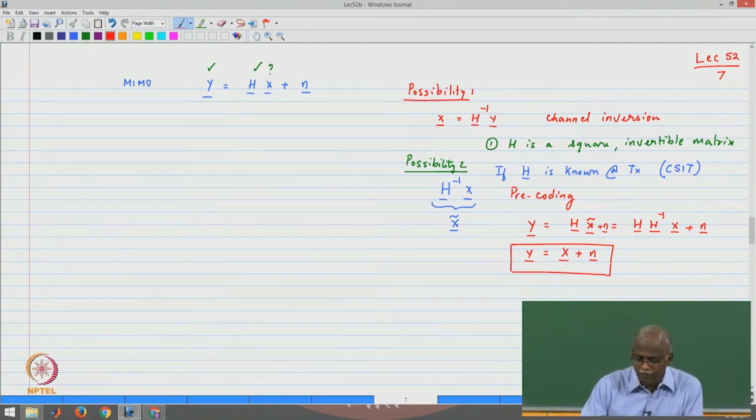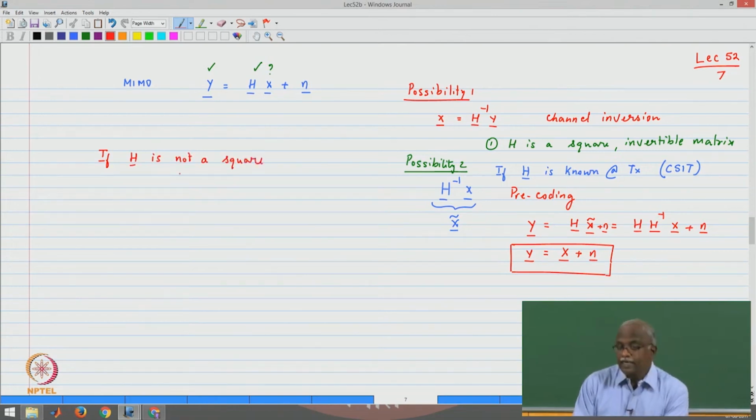Again, this is only under a very limited set of conditions, when H is a square matrix and it is also invertible. Of course, we would be interested in a much larger family of solutions where H is not a square matrix. So, if H is not a square matrix, then what are our options? So, H is a rectangular matrix NR cross NT.